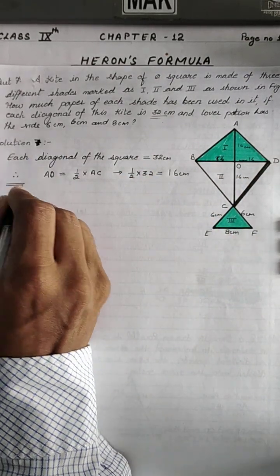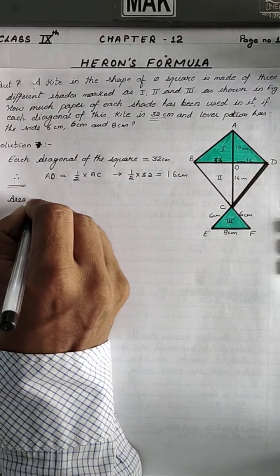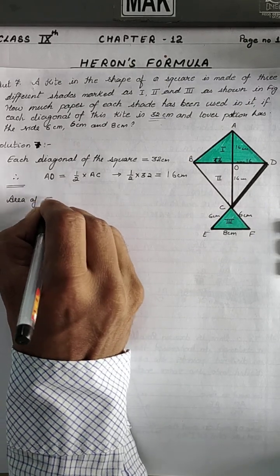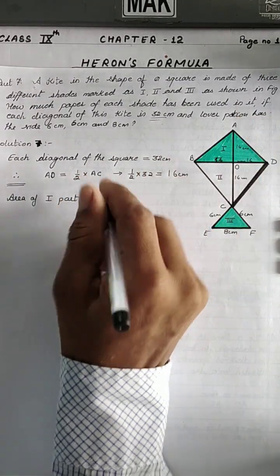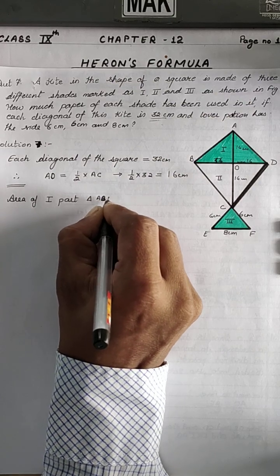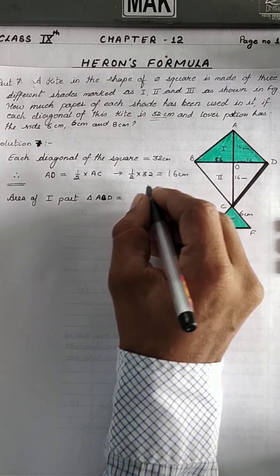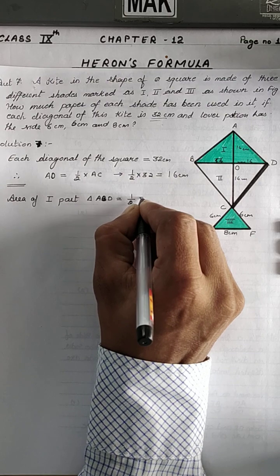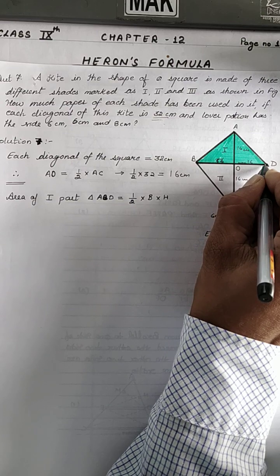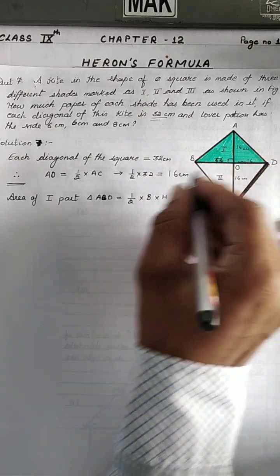Now, leaving one line, we will find the area of each shade. First part: the area of the first part, that is of triangle ABD. Area of triangle ABD equals what? We can take half base into height. Why can we take half into base into height? Because this complete part is the base, which is 32, and this is the height, the altitude, and this is 90 degrees, so the altitude is here.